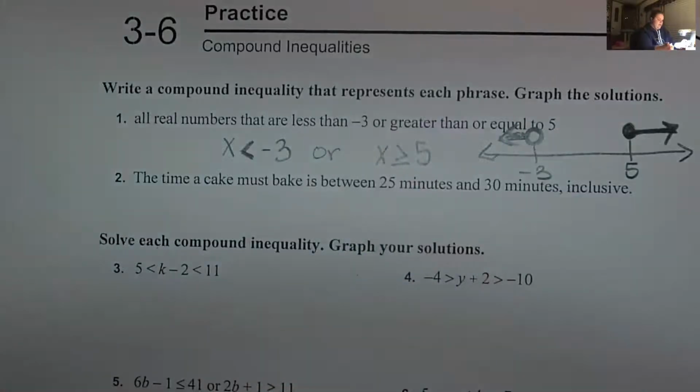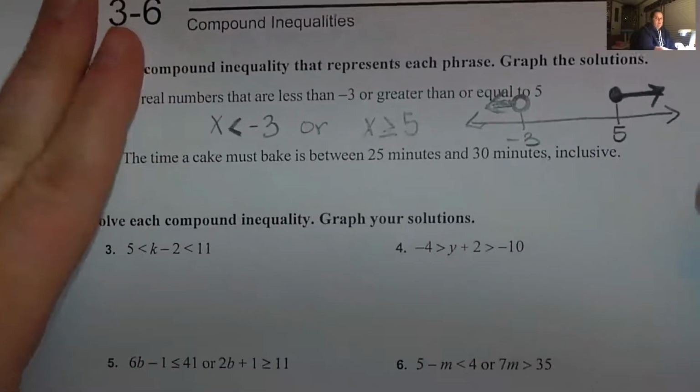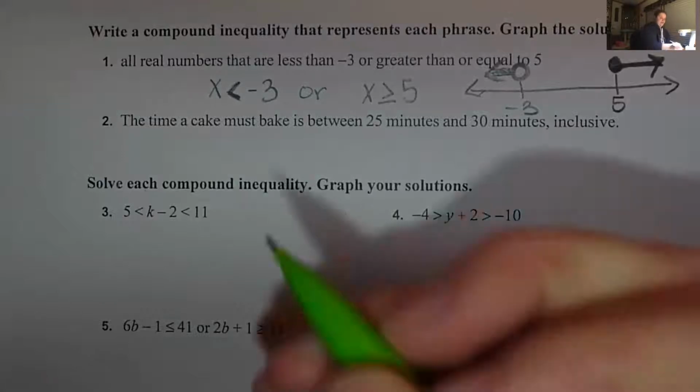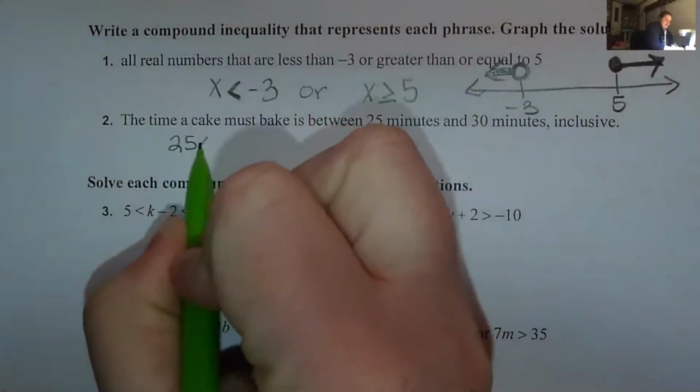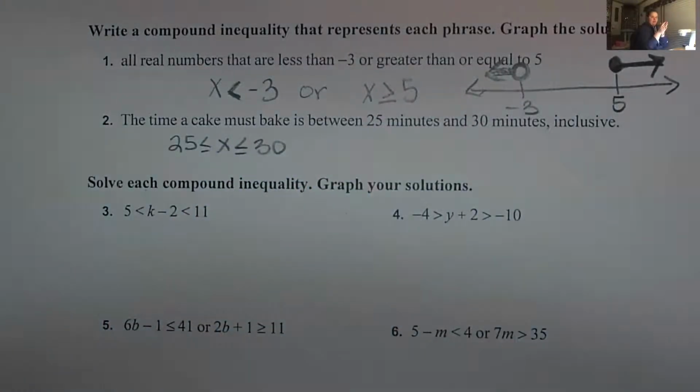Okay, it says the time a cake must bake is between 25 minutes and 30 minutes inclusive. So inclusive, what does inclusive mean? It could include it. So that means it could be equal to. So I have to bake this cake and it's in between 25 and 30. I could write this a couple different ways. I could write 25 is less than or equal to X is less than or equal to 30, because that time, my X, has to be between 25 and 30. So it could be 25, 26, 27, 28, 29, 30, and then anything in between, like 29 and a half, 29 and 3/4, etc.